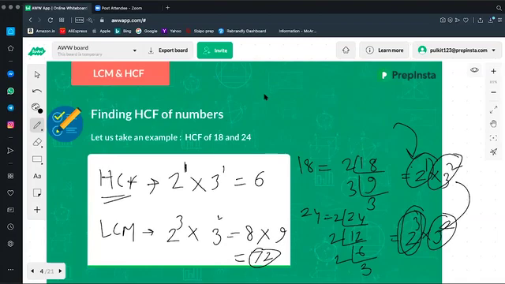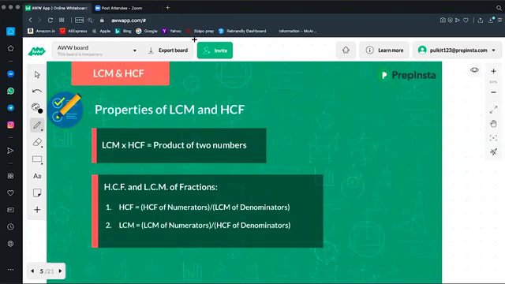Guys, is the funda clear to you now? How do you find HCF and LCM? Everyone? All right. So that's how we learned finding LCM and HCF.